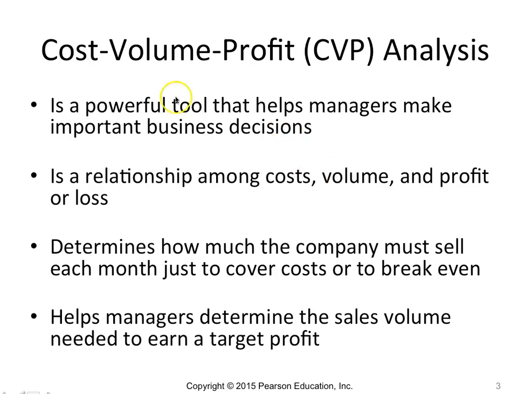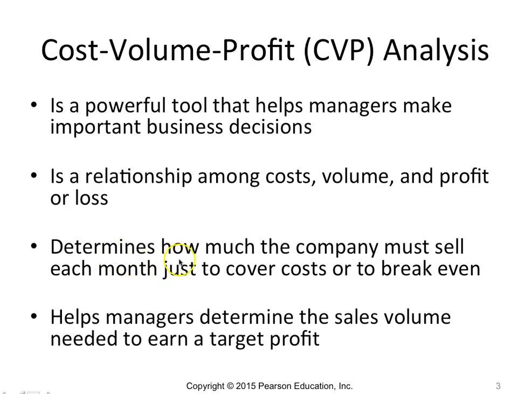The central part of this chapter is cost, volume, and profit. We're going to put all these three together and do some analysis to see what we can get from here to help managers make decisions. This is a powerful tool that helps managers make important business decisions. There's a relationship among cost, volume, and profit or loss. If it's positive, it's profit. If it's negative, it's loss.